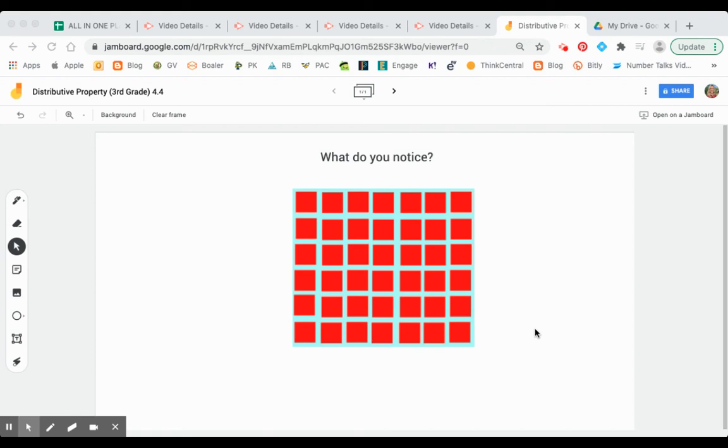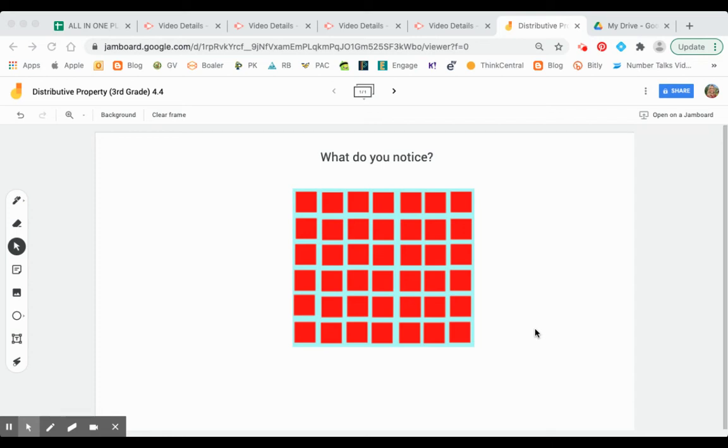Hey kids, we're going to start today with a notice wonder. So I have a picture here and I want to know, what do you notice about this? All right, so everybody hit pause right now and I want you to start noticing things about this image here. Hit pause. All right, I'm going to take some guesses about what you noticed.